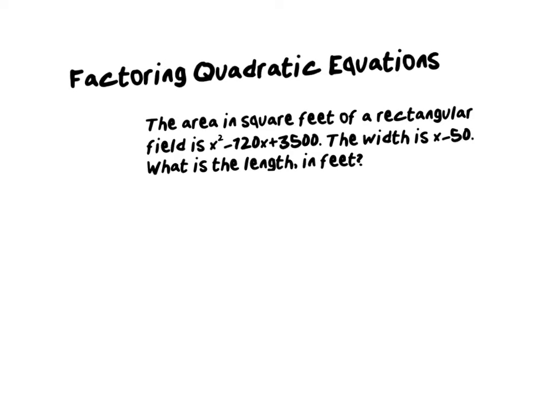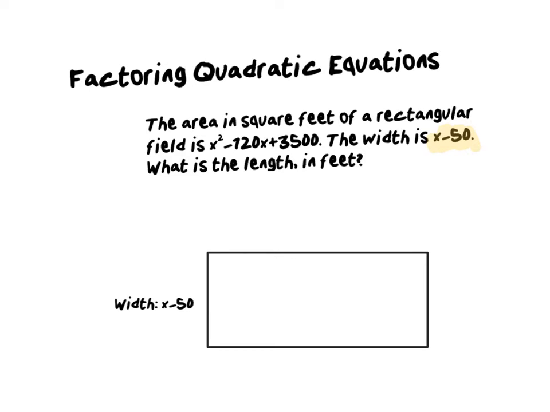The area in square feet of a rectangular field is x squared minus 120x plus 3500. The width is x minus 50. What is the length in feet?